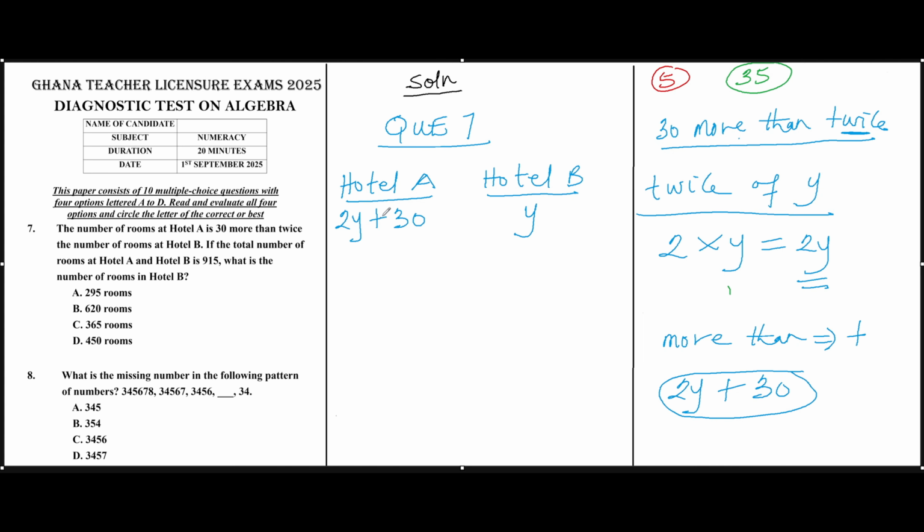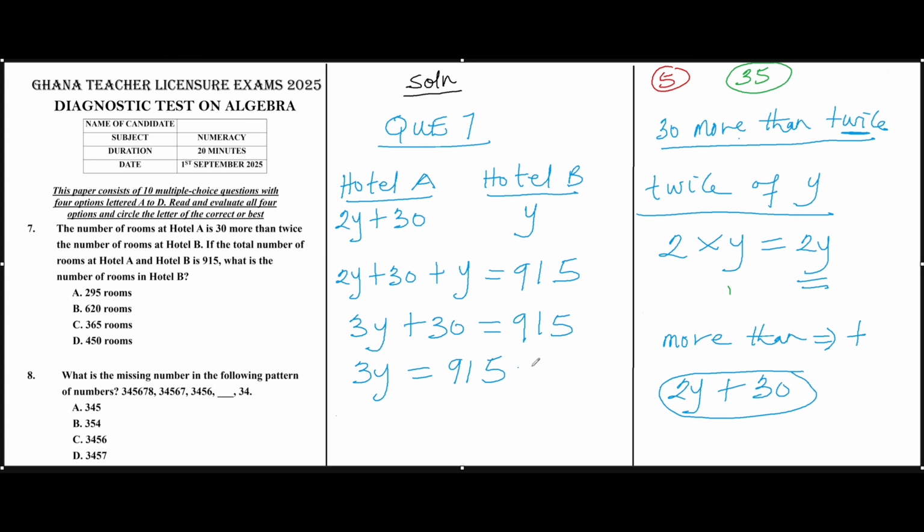Now that we know the expressions for the number of rooms in the two hotels, we know that the total number of rooms in Hotel A and Hotel B is 915, meaning that the number of rooms in Hotel A, which is 2Y plus 30, plus the number of rooms in Hotel B, which is Y, must give us a total of 915. Now 2Y plus Y, we have 3Y plus 30, and this must be equal to 915. So we have 3Y is equal to, we group like terms, 915 minus 30.